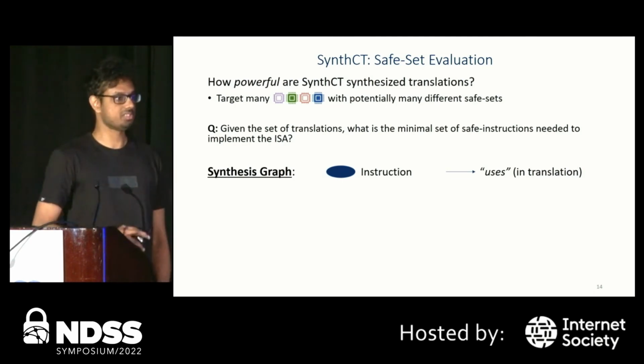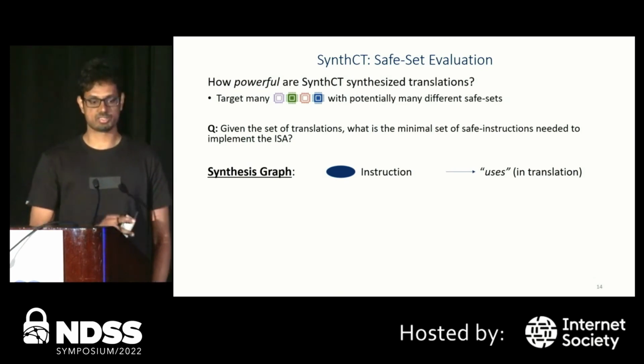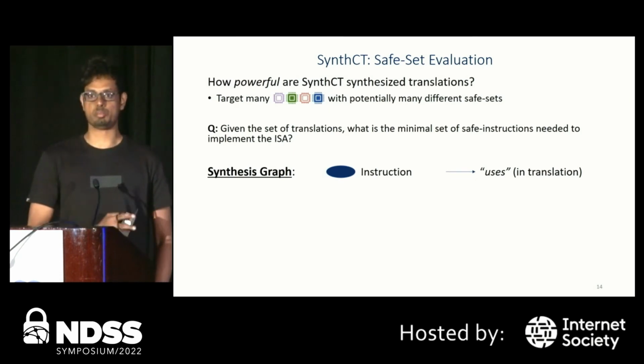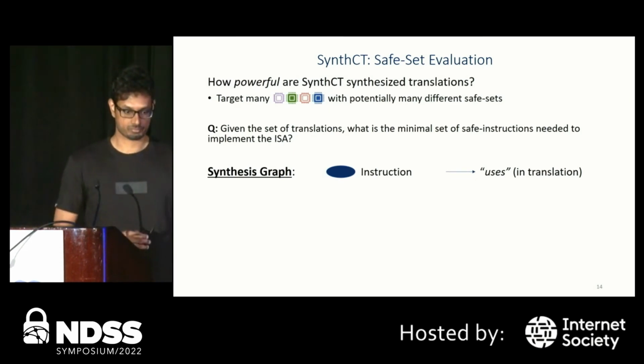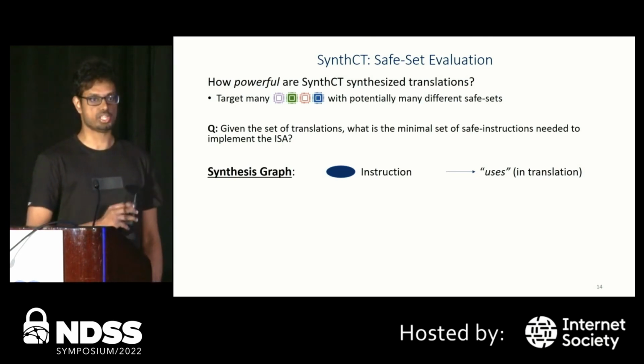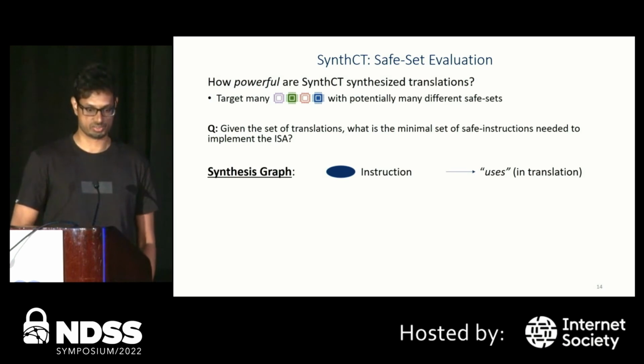Then once we have the set of synthesized translations, we ask the question: given this set of translations, what is the minimal number of instructions that are needed to implement the entire ISA? To help with this analysis, we build an abstraction of a synthesis graph. In this graph, every node is an ISA instruction, and an edge from instruction I to J represents that instruction I uses J in one of its translations.